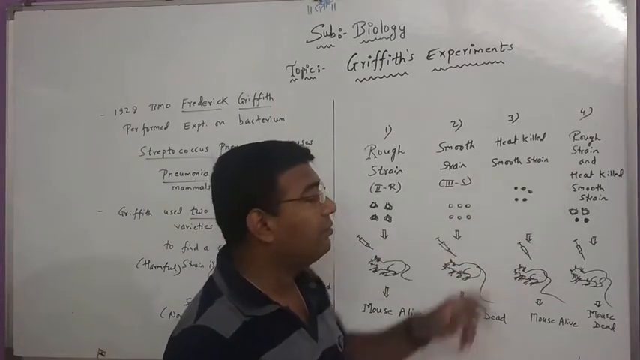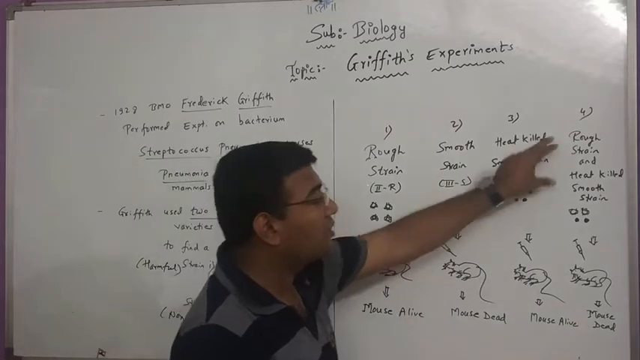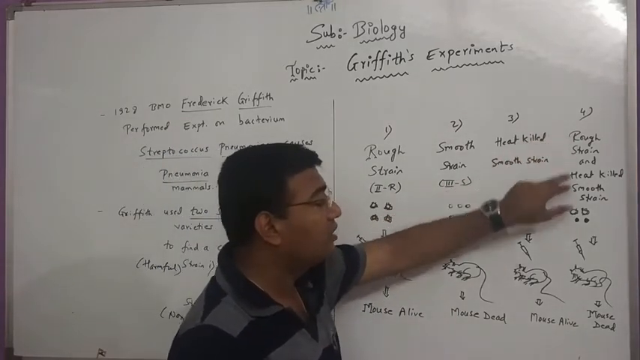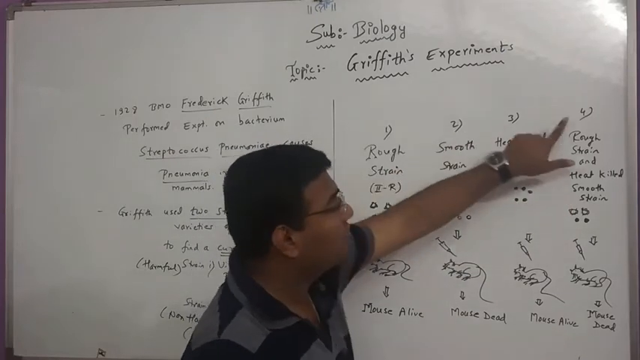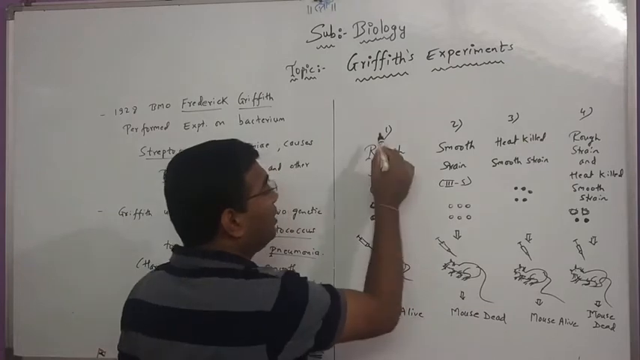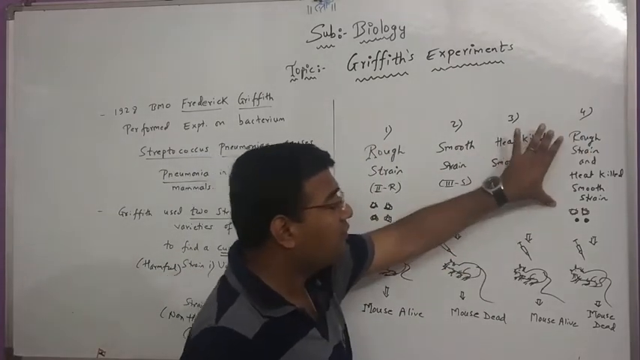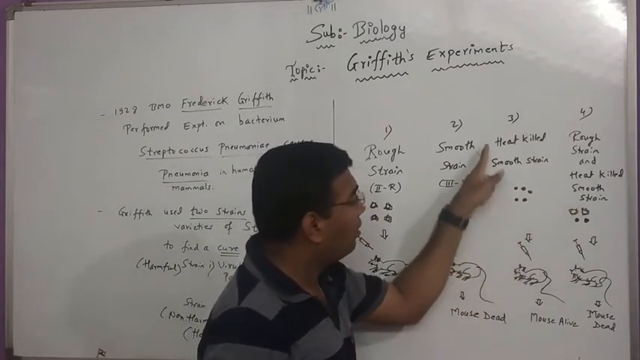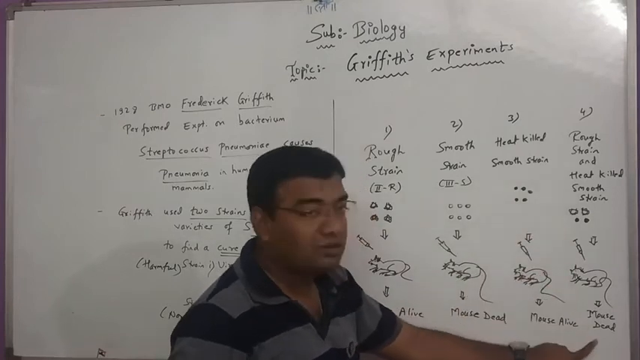In the fourth experiment, he tried a combination of two different kinds of strains. The live rough strain was used along with the heat-killed strain, meaning the combination of the first and third experiments. When the rough strain along with the heat-killed strain was injected into the mouse, the mouse was again dead.